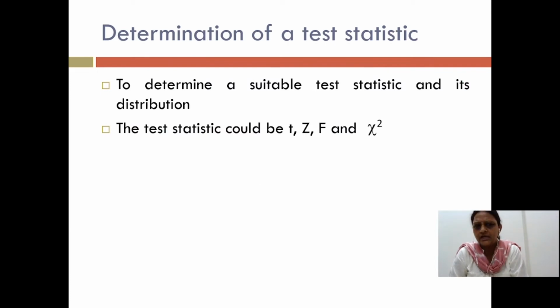Now the fourth stage is the determination of test statistics. Once your hypothesis is done and you have decided the level of significance, right? Now your next stage is to decide which test to use to test your hypothesis. That depends on which kind of data you have. In the last slide we'll discuss when to use which test. So to determine a suitable test statistic and its distribution, there are various test statistics available, like t test, z test, f test, chi-square, and so on.